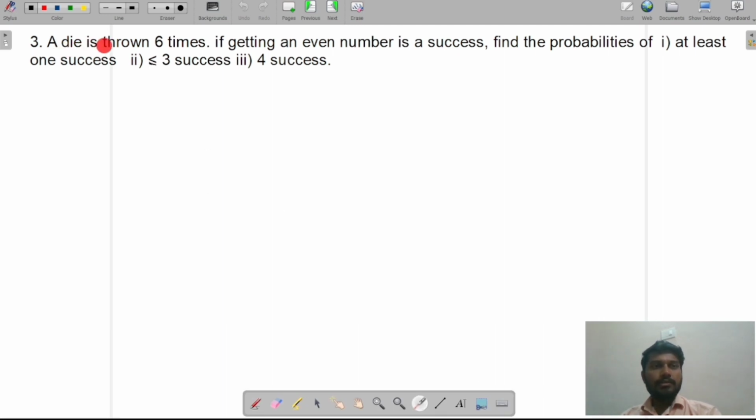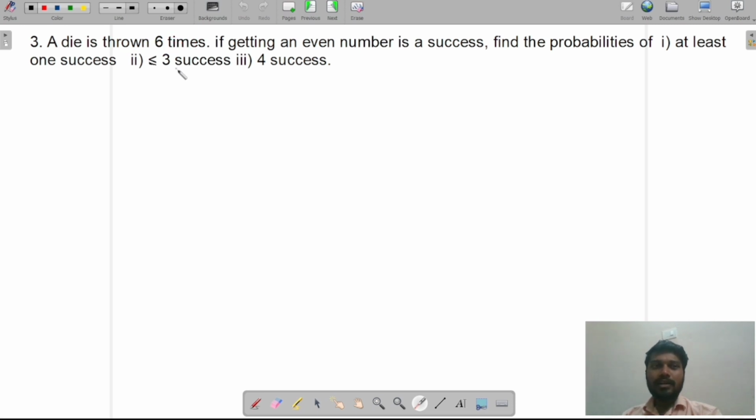A die is thrown 6 times. If getting an even number is a success, find the probability of number 1, at least one success; number 2, less than or equal to 3 successes; and number 3, 4 successes. I hope everyone understands the question. A die is thrown 6 times.